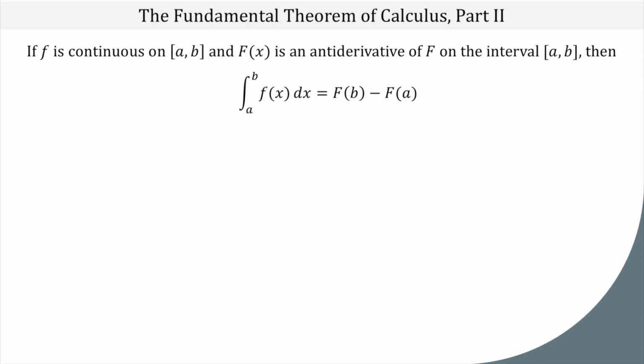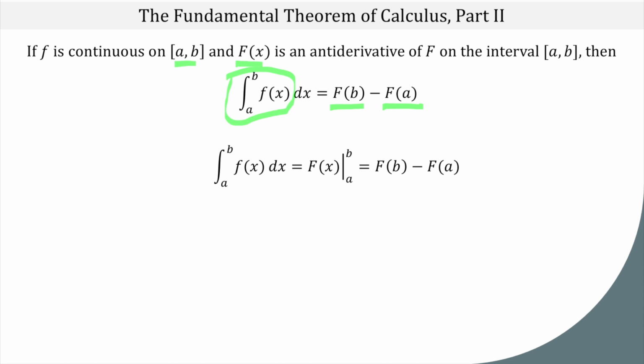So the fundamental theorem of calculus is this. If little f is continuous on [a, b] and big F is an antiderivative on the interval, then what we know is the area under the curve of f of x is the antiderivative evaluated at b minus the antiderivative evaluated at a. Sometimes you might see this guy in the middle here, big F of x evaluated from a to b.